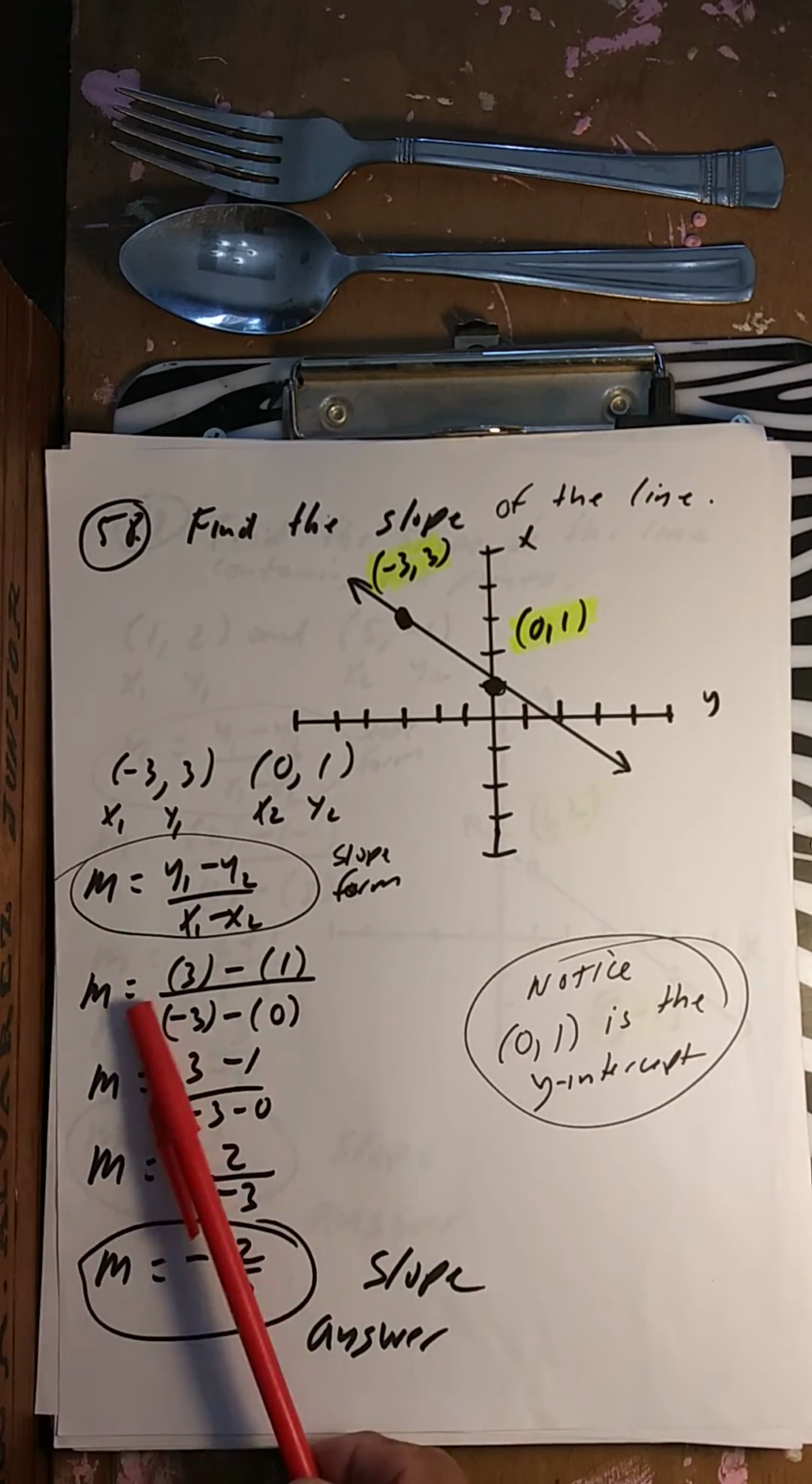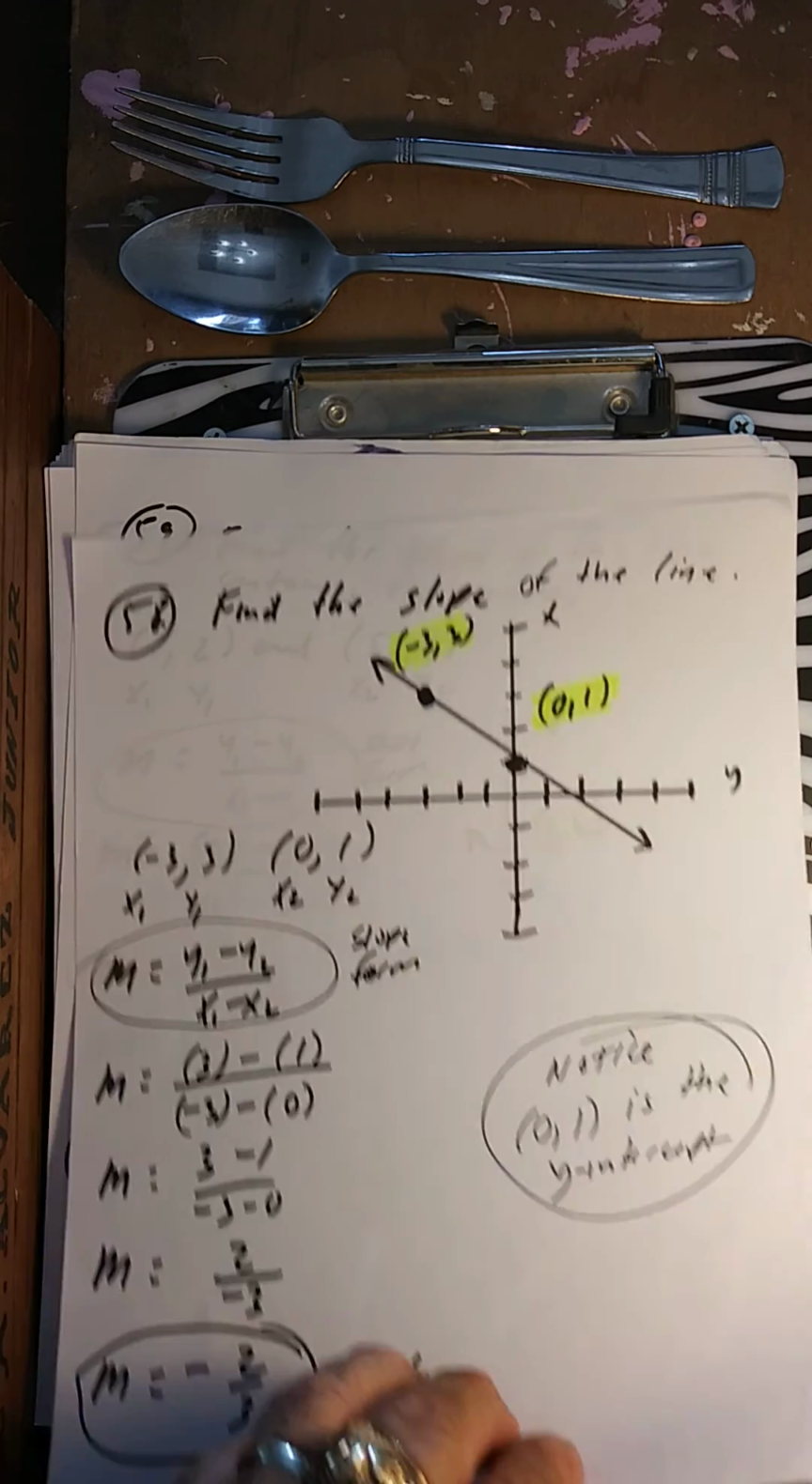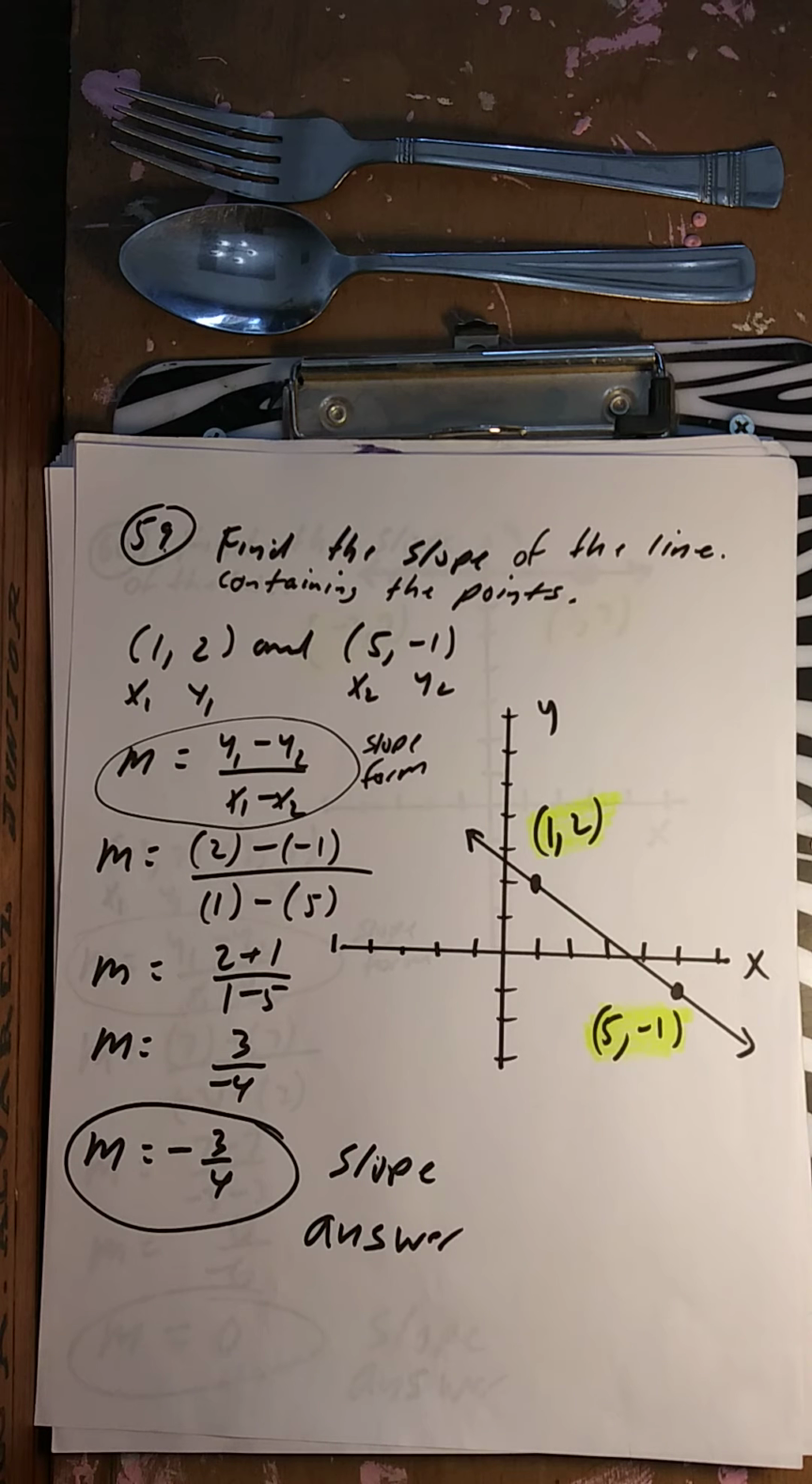So now we have 3 minus 1 on top, negative 3 minus 0 on the bottom. So 3 minus 1, negative 3 minus 0. Well, 2 over negative 3, or negative 2/3, is the slope. Right. We're there.